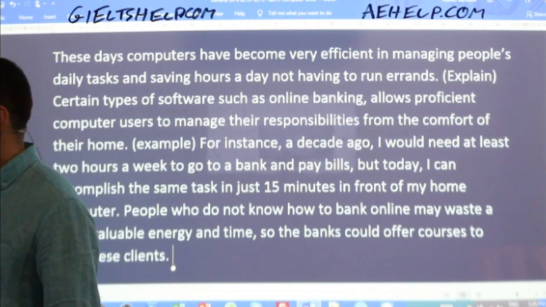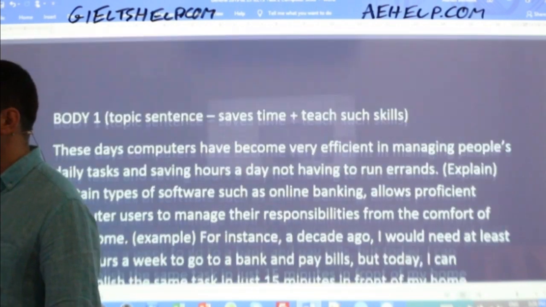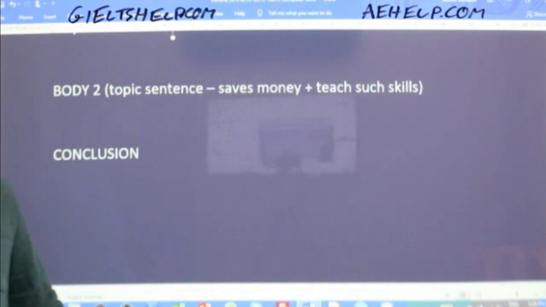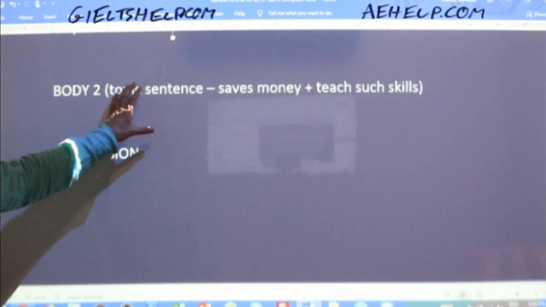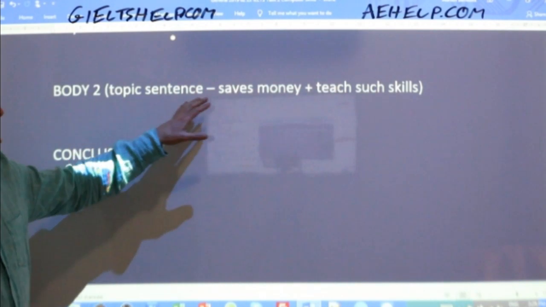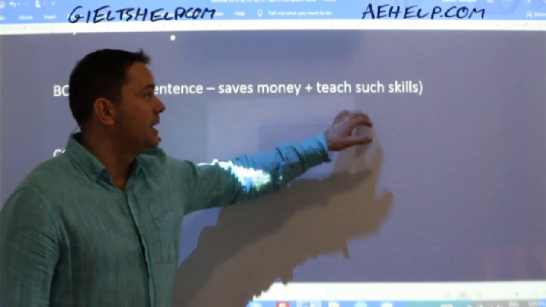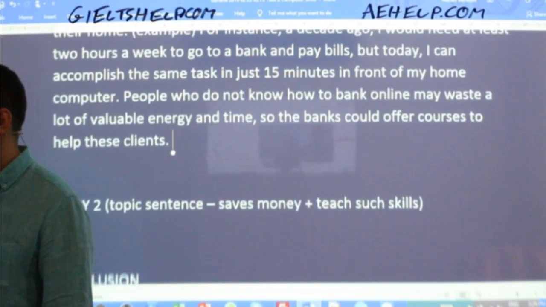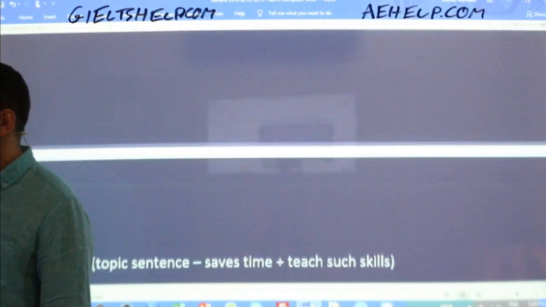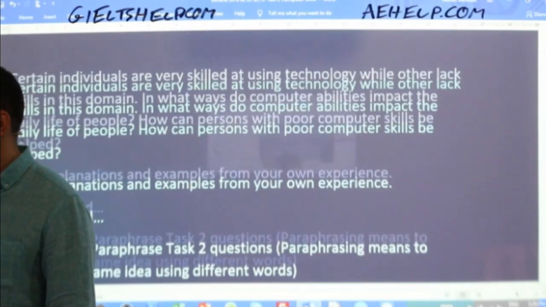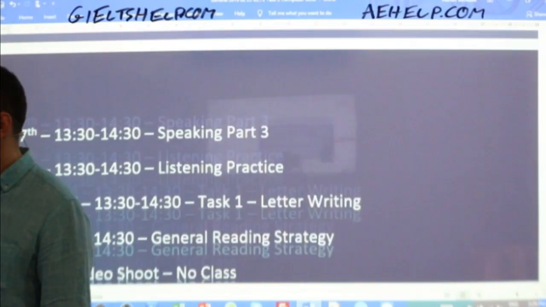So I think you get the idea, students, and I encourage you to write body paragraph 2 on your own and the conclusion. Of course, this one has to be about saving money and including the concept of how to teach people to do this. Finish the conclusion, finish the essay, and send it to me, okay? Send it to my email.